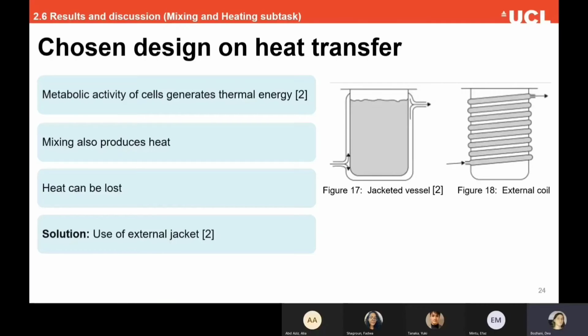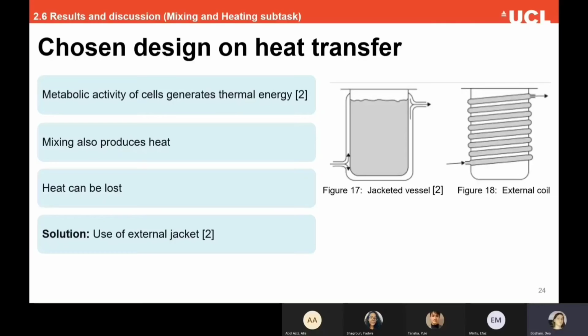Mixing can also increase the heat. There is also a possibility of losing heat to surroundings through the walls of the bioreactor. In order to overcome these difficulties, we decided to use an external jacket. This will ensure tight temperature control in the bioreactor, making sure that heat is being transferred in and out.